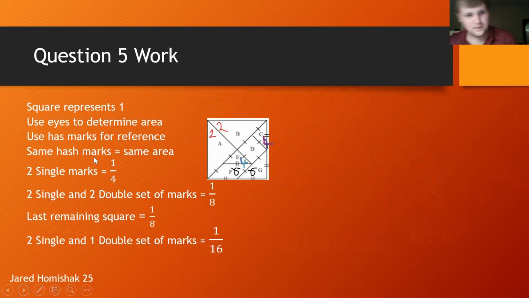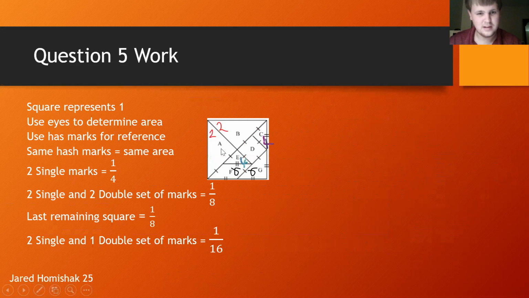Next up for number 5, we have a square and we're trying to figure out how much of it is represented in each of these little portions. The key here is to do a combination of two things. Number 1, you want to start eyeballing it and see if you can make a guess.